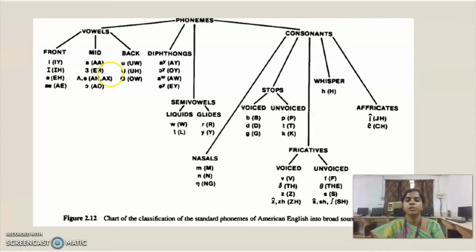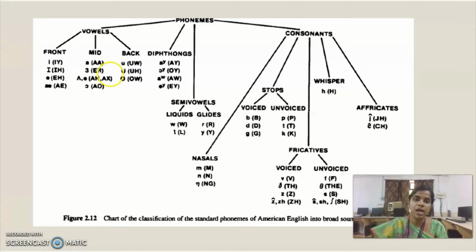And there are semi-vowels, which do have the characteristics of vowels but do not exactly have the spectral characteristics of vowels, and so they are called semi-vowels. They are classified into liquids and glides. Examples of liquids are W, L. Examples of glides are R, Y.